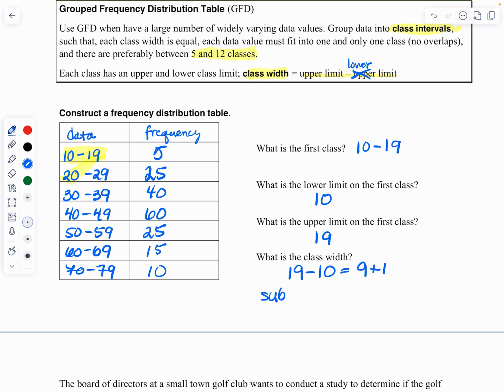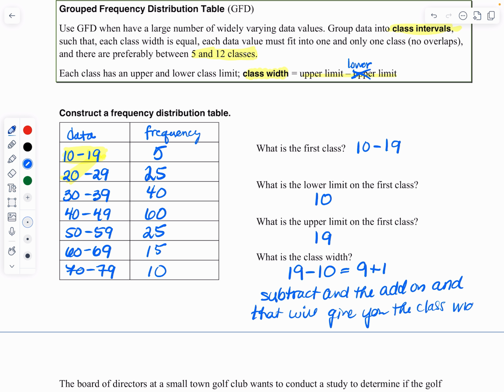So I'm going to put a little note: subtract, and then add 1. That will give you the class width. In this case, 9 plus 1 is 10. So there are 10 data values from 10 to 19. Now, by the way, all your class widths for every single class have to be the same. From 20 to 29 is 10 data values. From 30 to 39 is 10 data values. So they have to be the same width.